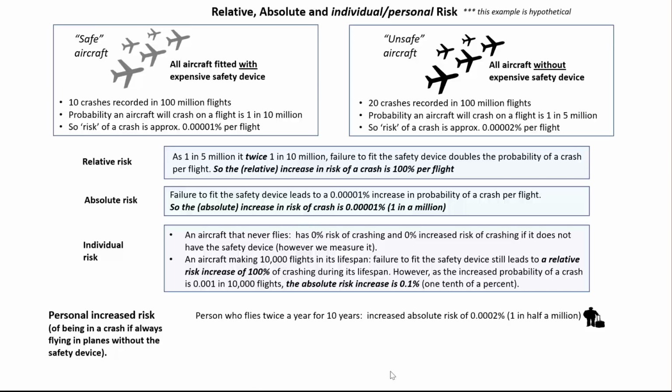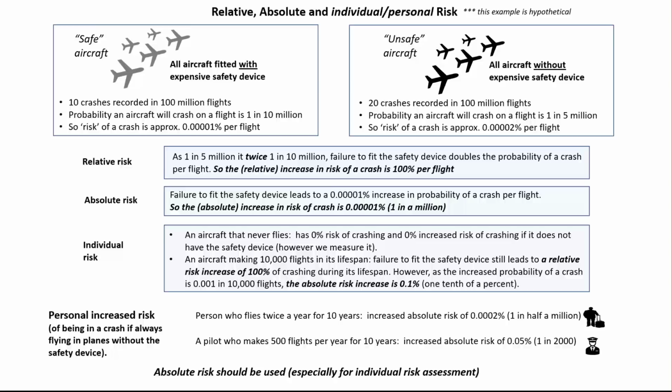So a person who flies twice a year for 10 years has an increased absolute risk of 1 in 500,000, whereas a pilot who makes 500 flights per year for 10 years has an increased absolute risk of 1 in 2,000, 0.05%. So in this example, as in all the previous ones, absolute risk makes more sense. It should certainly be used for individual risk assessment.